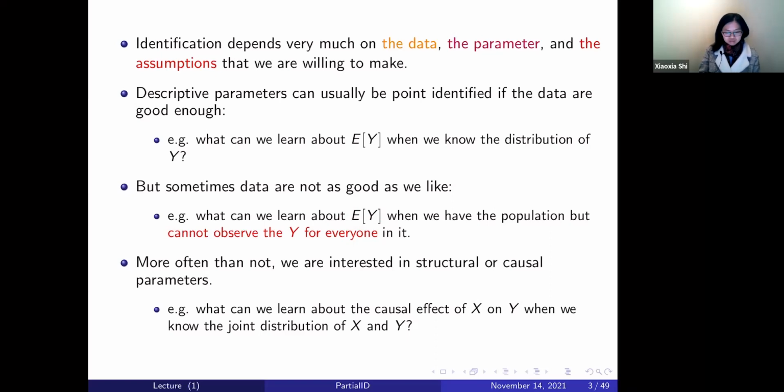And oftentimes we're not interested in descriptive parameters, but instead we're interested in structural parameters or causal parameters. The identification of those parameters is much more difficult, and you are much more likely to be in a partially identified scenario. So for example, what can we learn about the causal effects of X on Y when we know the joint distribution of X and Y? Well, without any assumption, we cannot identify the causal effects because we do not know whether there are confounders.